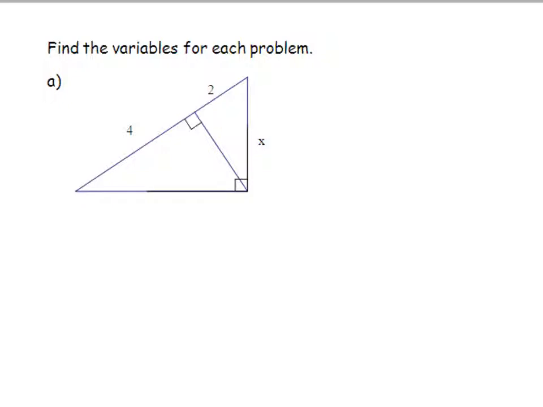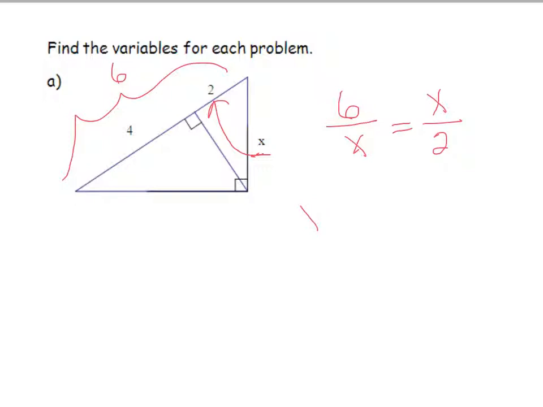All right, next one. Again, you guys, there's no altitude here, so we're going to have to do the whole thing. Now, the whole thing here is the combination of this. 4 plus 2 is 6, so the whole thing is 6 over the leg that they give us, x, equals x over the part that's closest to x, which is 2. So I get x squared equals 12. The largest perfect square that goes into 12 is 4. So I have 2 square roots of 3.